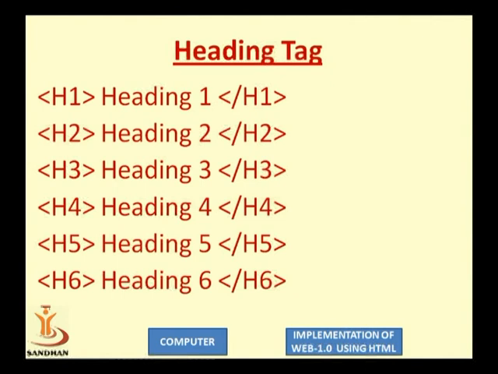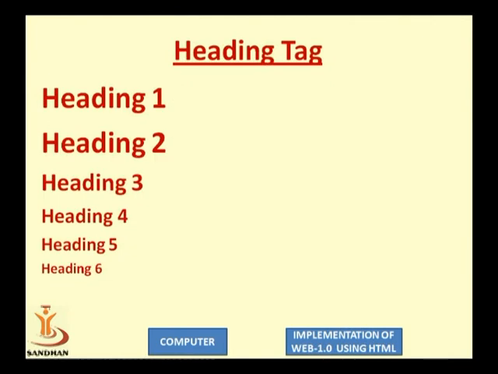So how does it look? See, it looks like this. Heading 1 is the biggest of all the contents, and heading 6 is the smallest. So you can use the heading tag for the size of information.